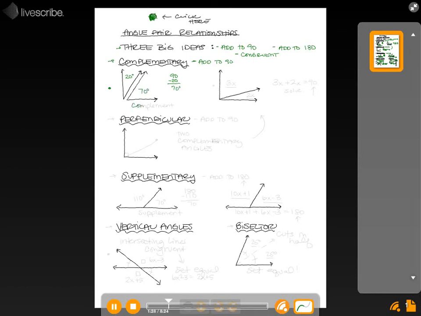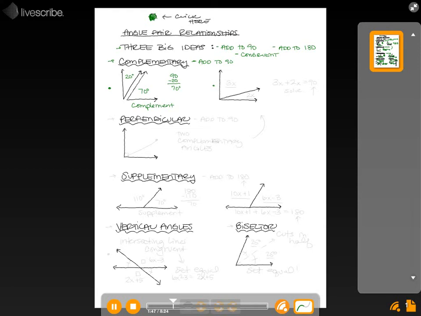Now this other angle is called the complement to the first. It comes from the name complementary. So 2 angles that add to 90 degrees are complementary angles. They're complements of each other if they add to 90. That's an example using numbers. Let's look at an example with variables.